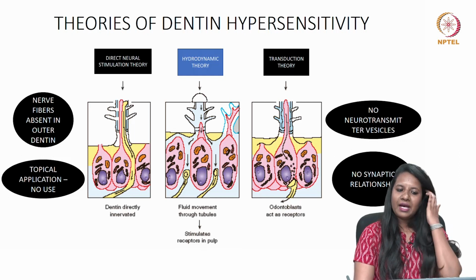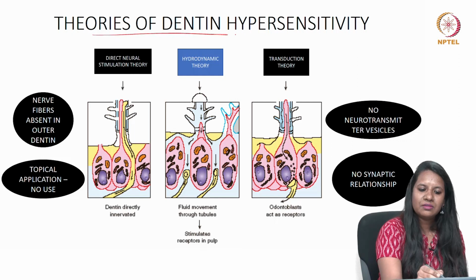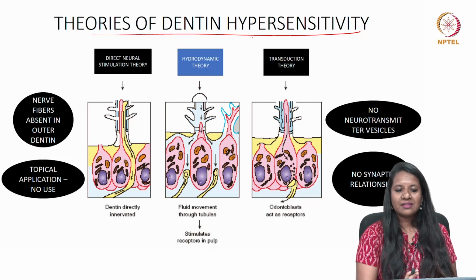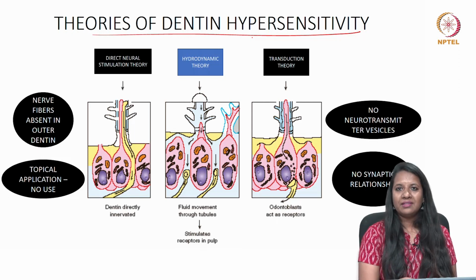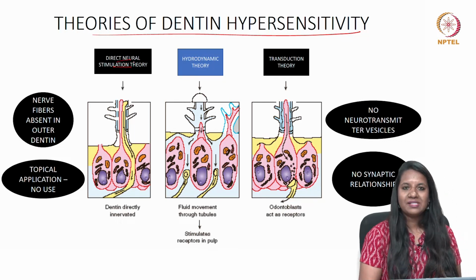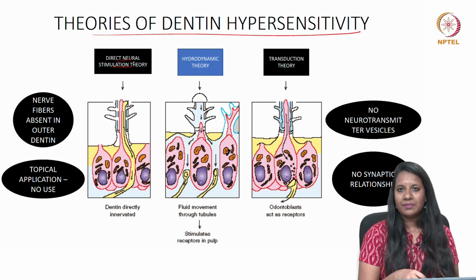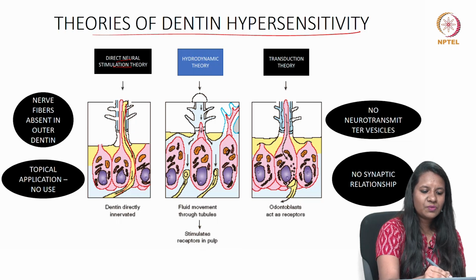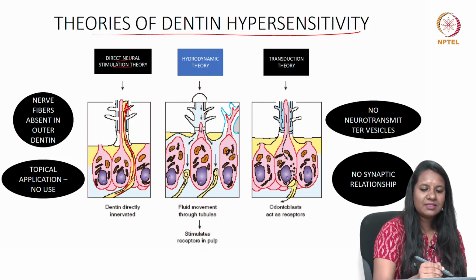Moving to theories of dentin hypersensitivity. Dentin hypersensitivity is one of the main important symptoms which many patients will come across. So, dentin is sensitive because it is exposed, but how is it sensitive? There are many theories that have been formulated to explain dentin hypersensitivity. The first one being the direct neural stimulation, which suggests that the nerve fibers present along with the odontoblast, this yellow color which is present along with the odontoblast, will carry the pain sensation, and thus it is depicted as dentin hypersensitivity.